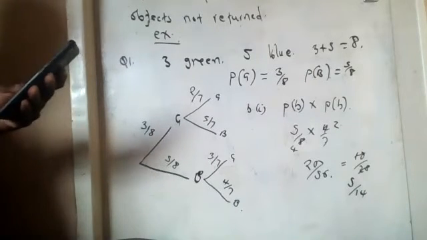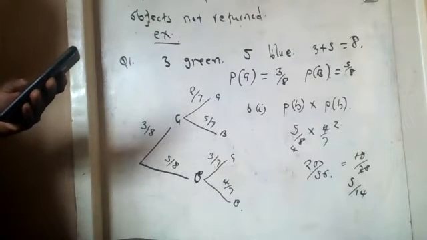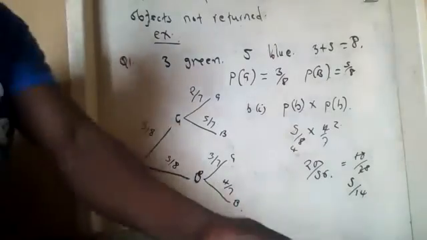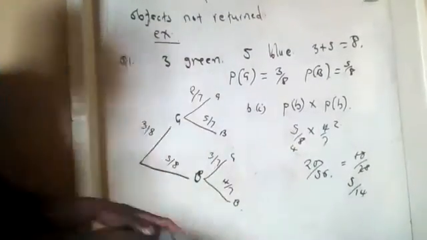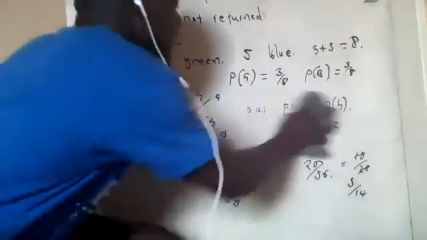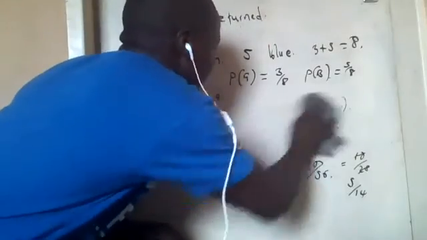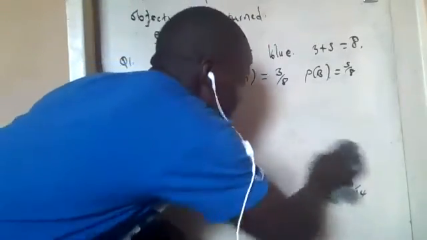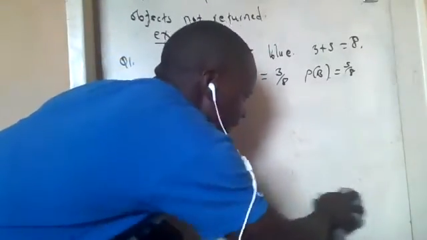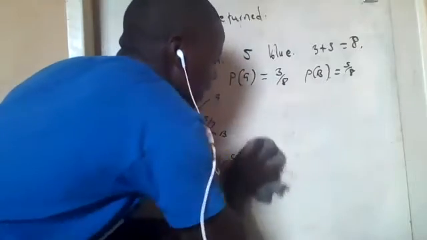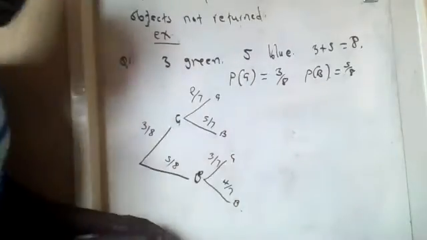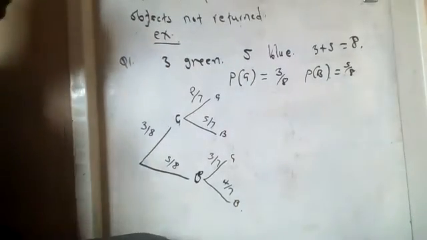Okay, now another one says find the probability that both discs are of different colors. Both discs are of different colors. Now there is a combination. You have to pay attention to this. Both discs are of different colors.